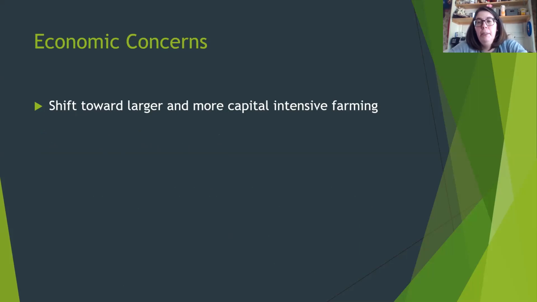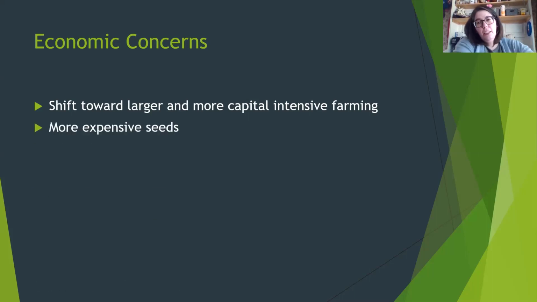But we do have economic concerns. We're going to shift towards larger and more capital-intensive farming. Folks, we have lost the small farmer, and it's because of these economic concerns. It's because of these larger industries.